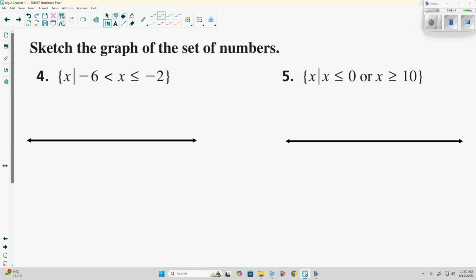Questions on graphing these here? Do we feel comfortable with these? Do we need to see another example of one of these? You good? Or would you like to see one more?